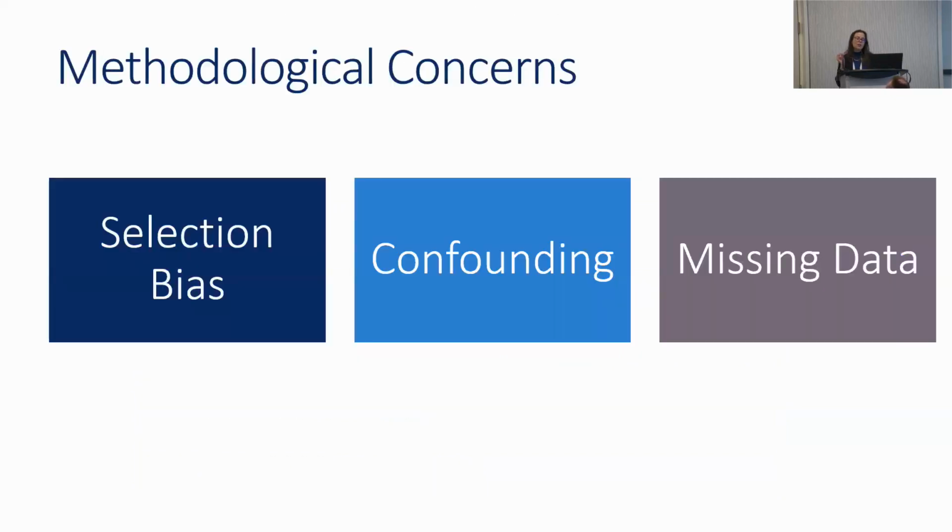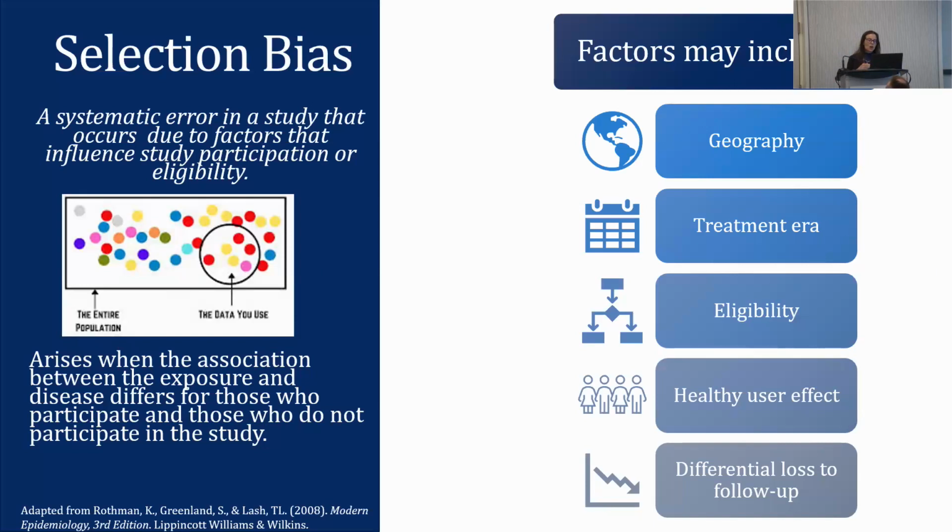I'm going to focus on three because otherwise this could be a very long talk, and which are really thinking through the different factors that are methodological concerns with the use of real-world data, and those are selection bias, confounding, and missing data. So we're going to start with selection bias. And selection bias is a systematic error in a study that occurs due to factors that influence study participation or eligibility. So it's this distortion of an effect that arises when the association between the exposure and the disease differs for those who participate and for those who do not participate.